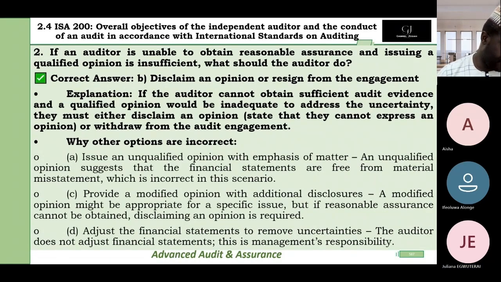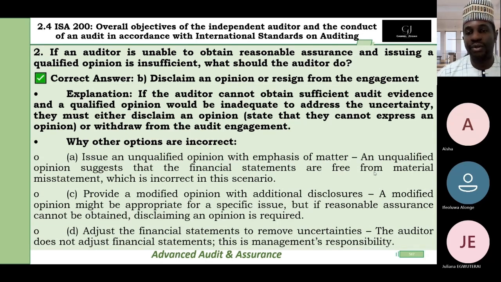All right. So number 2, the answer is B. Disclaim an opinion or resign from the engagement. Everybody got it. If the auditor cannot obtain sufficient audit evidence and a qualified opinion will be inadequate to address the uncertainty, they must either disclaim an opinion, that is, state that they cannot express an opinion, and that's what disclaimer means, or withdraw from the audit engagement.